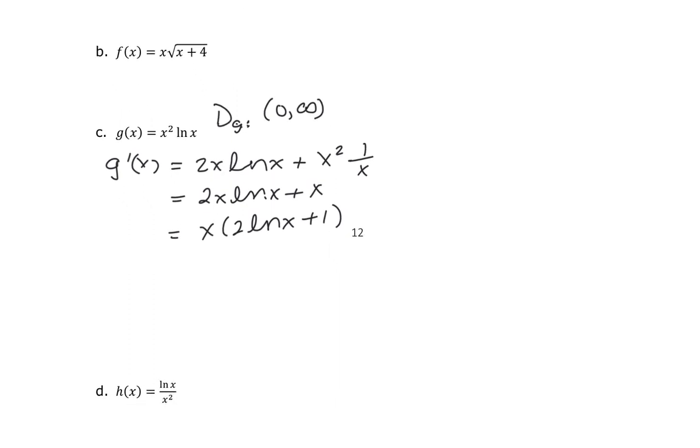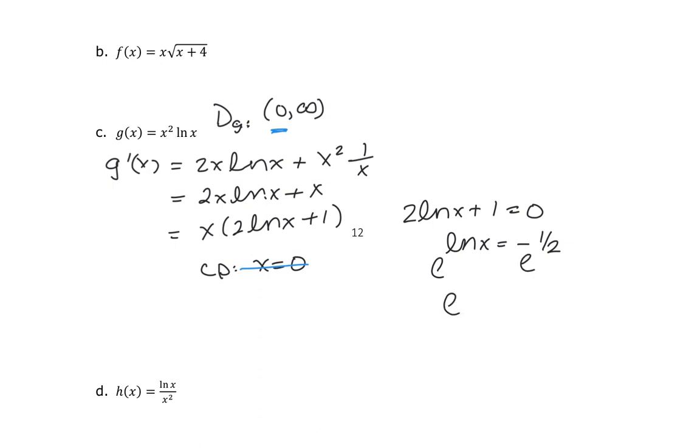So my critical points are x is equal to 0, but that's not part of my domain, so that's actually not going to be a critical point. So then I'm going to put 2, the natural log of x plus 1 is equal to 0. So the natural log of x is equal to negative 1/2. So I'm going to do e to both sides. So I have x is equal to e raised to the negative 1/2. Okay, so that is my critical point. My critical point is e raised to the negative 1/2.